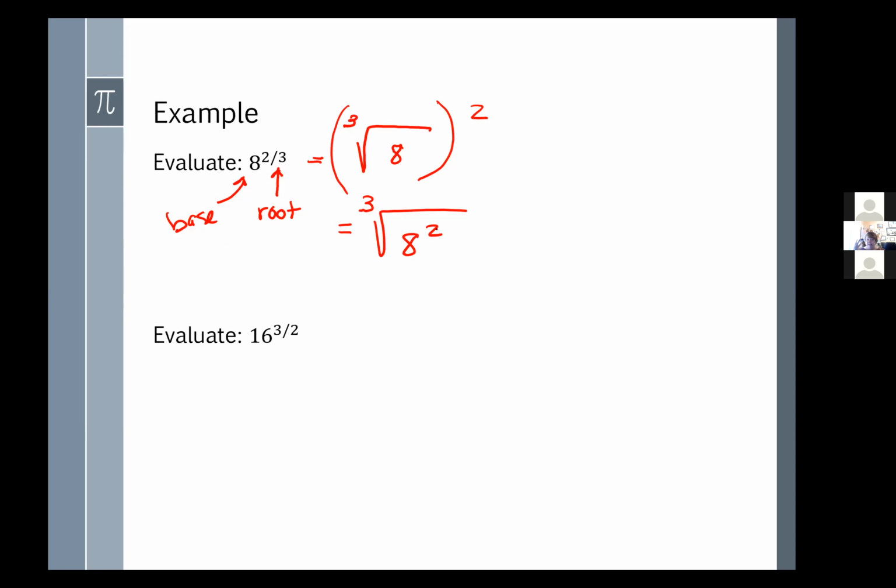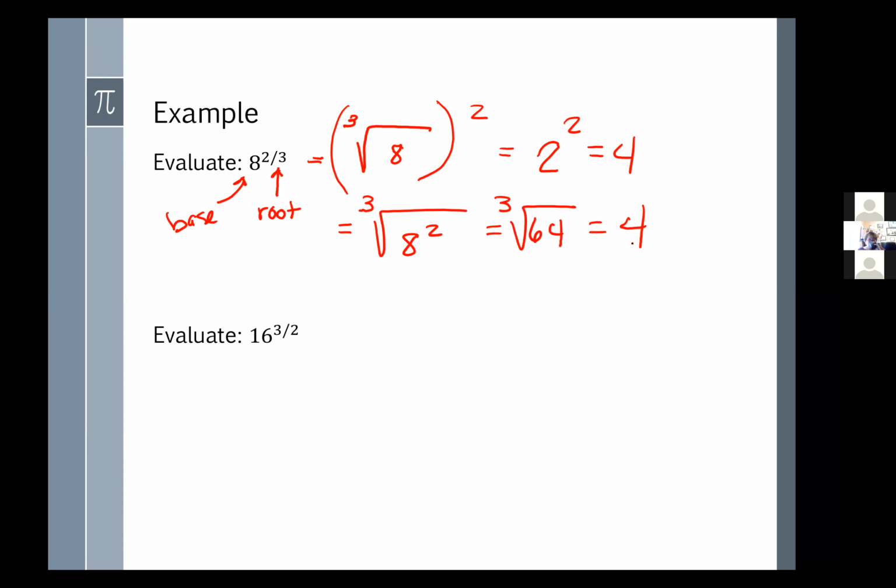2 squared is 4. All right, let's do it the other way. What's the cube root of 8 squared? Well, that's the cube root of 64. And what's the cube root of 64? It's the number you multiply times itself 3 times to get 64. 4 times 4 times 4 is 64.